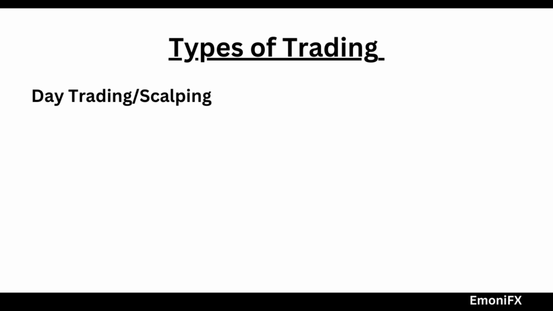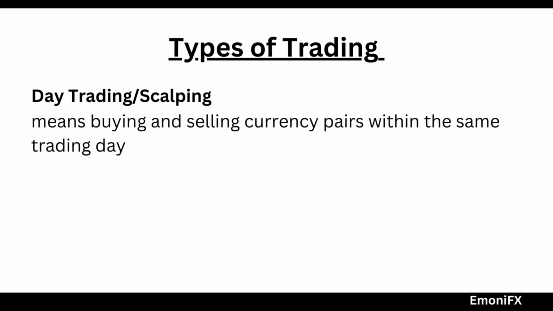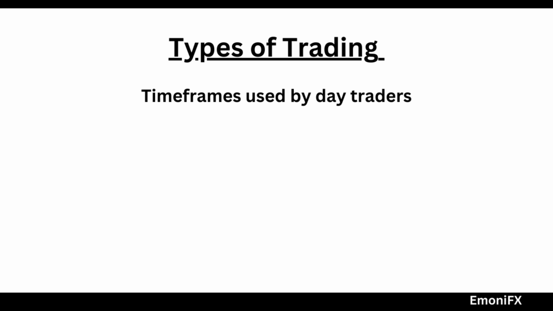Now, what is day trading? Day trading, or scalping in Forex, simply means buying and selling currencies within the same trading day, aiming to profit from small price fluctuations by opening and closing positions multiple times throughout the day, rather than holding positions overnight. So what are the time frames used by day traders? We have the 1-hour, the 15 minutes, and the 5 minutes. Day traders use the 1-hour to get a bias, the 15 minutes time frame to get a range, and the 5 minutes time frame to get an entry.